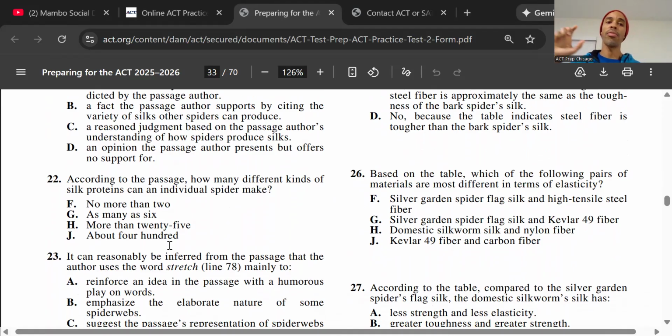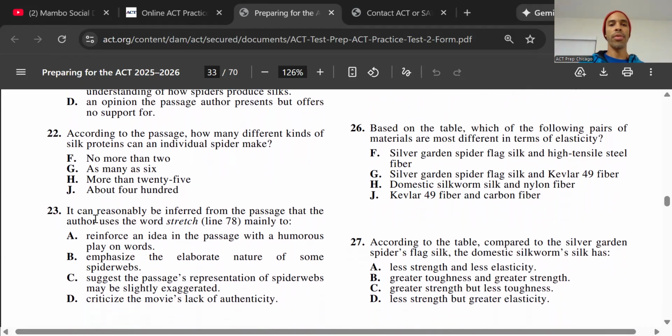I remember reading 400, but it was 400 million something. It wasn't 400 different types of silk. You got to be careful. That's why you have to look back. I was about to answer that, but I said, let me look back, because if you know where they talked about it, you just look back to make sure. Because again, the answer is based on what's in the text.